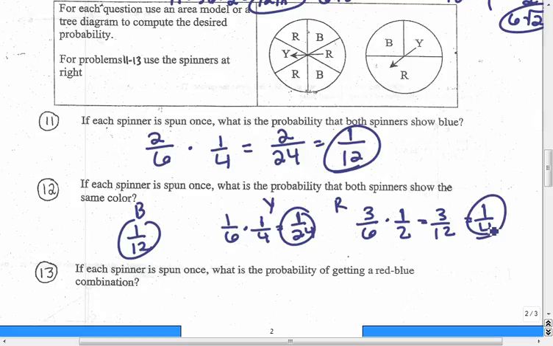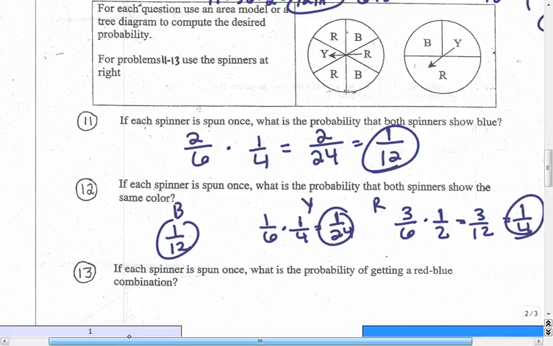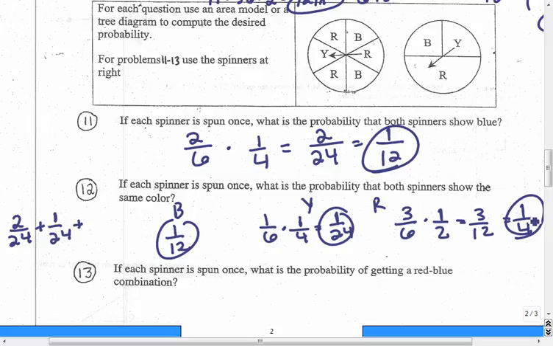Now, in order to figure out the probability that any of them are the same color, I'm going to have to add these together. So they all go into 24, so that's 2 24ths plus 1 24th plus, how many 24ths would this be? 6 24ths. So it's going to be 9 24ths total.